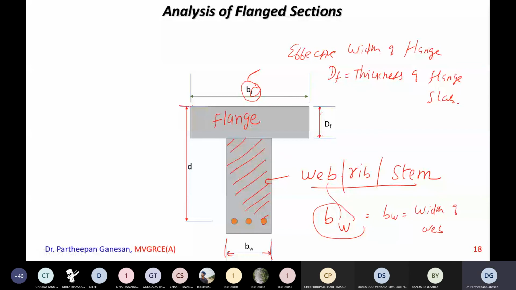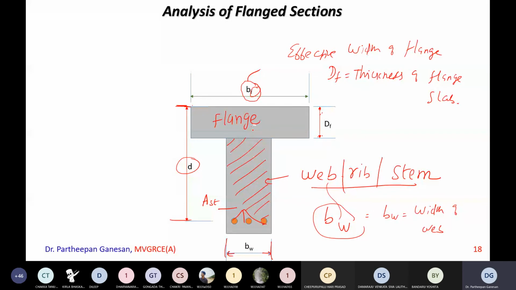And from the top compression fiber to the centroid of the tensile steel is called effective depth, as usual. And these reinforcements are called AST, area of tensile steel. Is that clear? Anybody have any doubt in this notation?